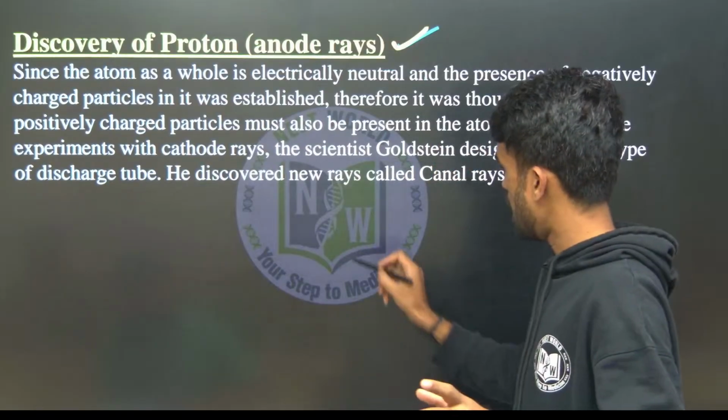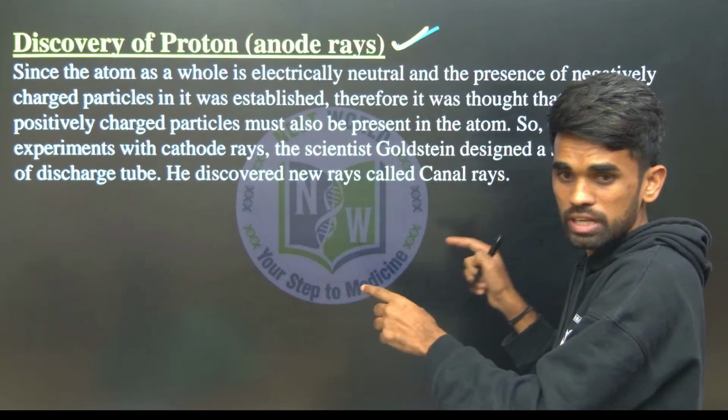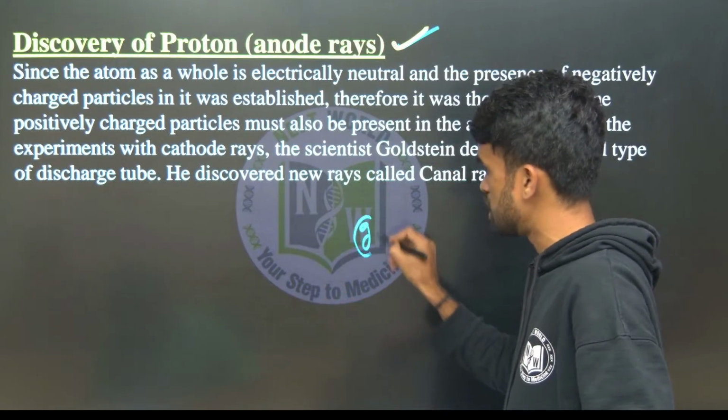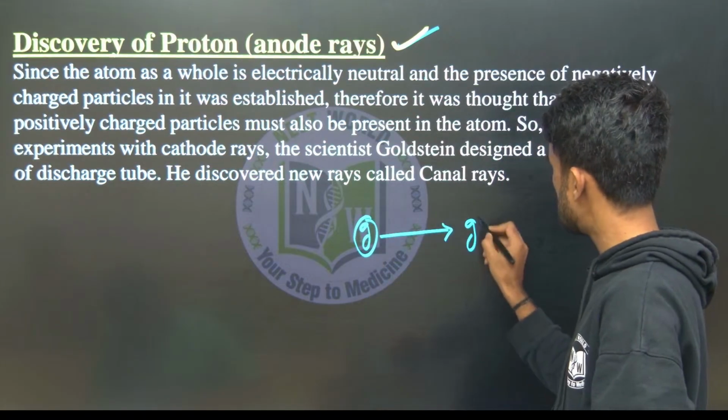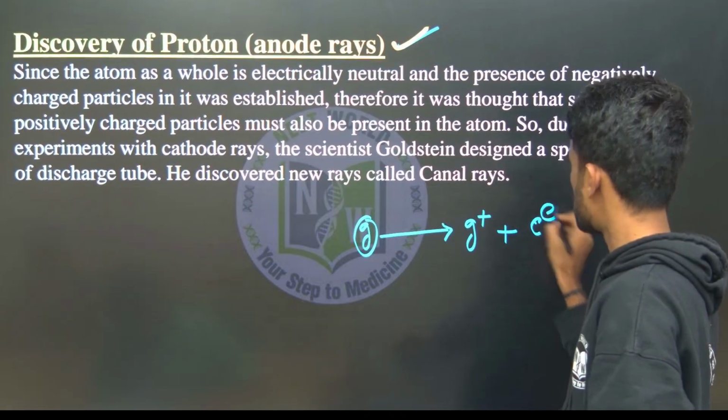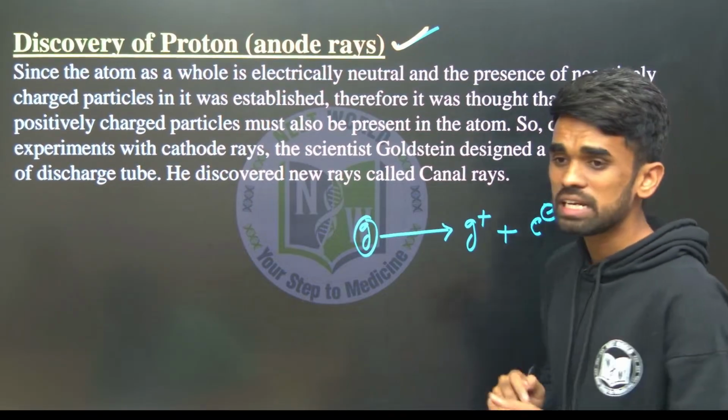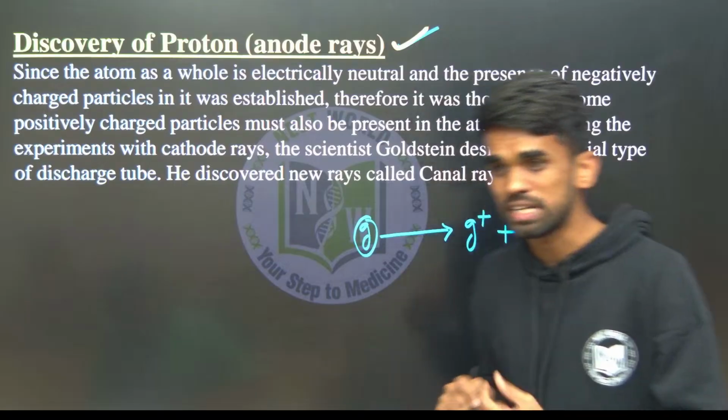Now again I am taking the same tube experiment, so again I am taking gas G. Now what happens to gas G? When we ionize this, we are going to get G plus and electrons. Now tell me which particles move towards cathode and which particles move towards anode.